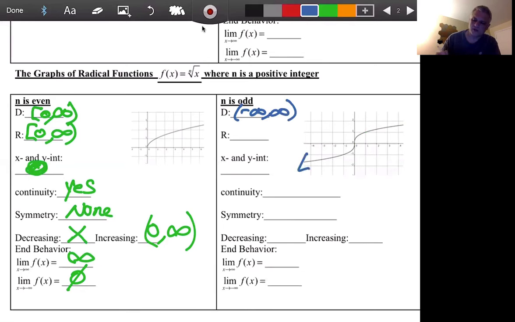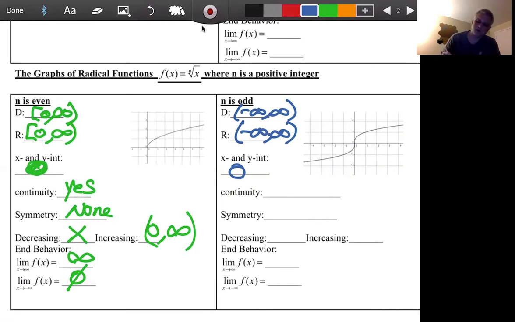How about range? It goes down, it goes up, and there's no break in between here. All the y coordinates are accounted for. So once again, all real numbers for the y. The x and y intercepts, well, the only time that it touches the x-axis is at 0, and that happens to be the y-intercept as well. So 0, 0 is your x-intercept, 0, 0 is your y-intercept.